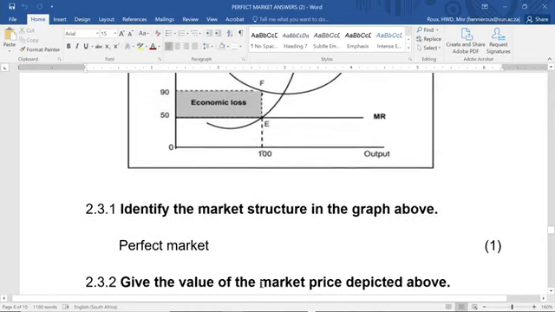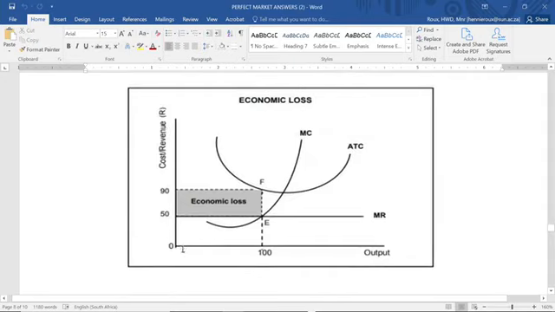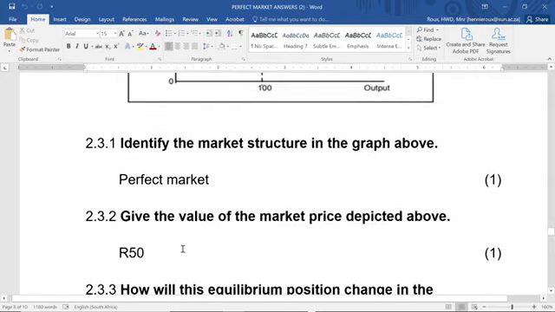Give the value of the market price depicted above. So that would also be my price line. Remember Mr. Darp, right? The P for price. So that is 50 Rand, right? Does it say Rand? Yes, it says Rand there in brackets, so my answer is 50 Rand.